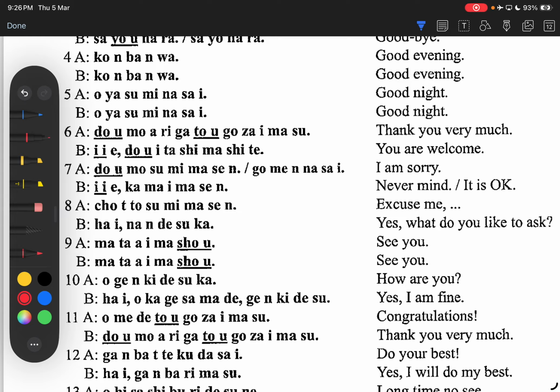Number 6, domo arigatou gozaimasu. We are not rushing you, so please say it softly and slowly. Domo arigatou gozaimasu. Very good. Arigatou. So, domo arigatou gozaimasu.